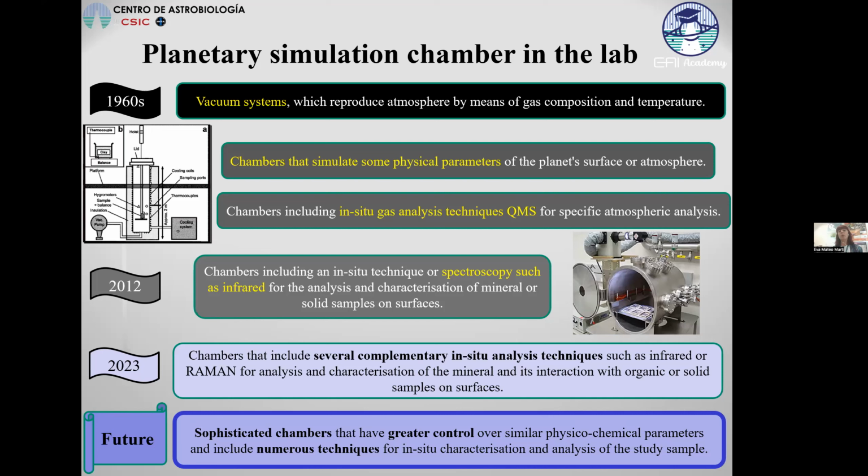The future would be to build more sophisticated chambers with greater control over the physical-chemical parameters, and also to include a number of techniques to do the in-situ characterization of the chamber. So we can see here a very simple chamber and then the development of more sophisticated ones.